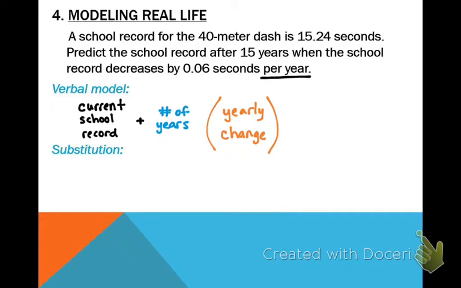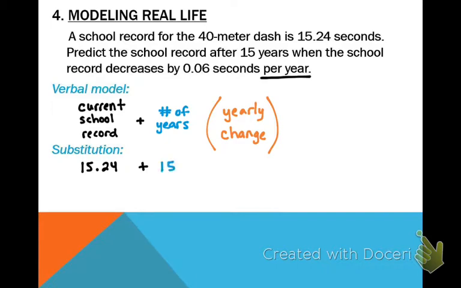So now that we have a verbal model of what it is that we're going to do, we're going to plug in the substitution. Everyone say plug it in, plug it in. So down here at the bottom, instead of writing the words current school record, what was the current school record that Jocelyn has? 15.24. Very good. Everyone plug that in directly underneath, 15.24 seconds. Plus the number of years down the road that her son is going to make a new record. How many years away is that?